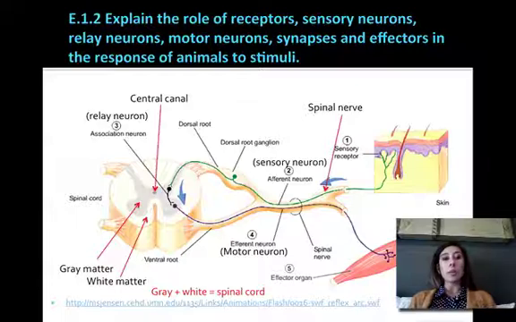So we'll be doing a lab based upon this, but make sure that you're able to draw this. It does not have to be as grandiose as this particular picture, but you want to be able to draw the entire reflex arc and be able to label everything that you see here.